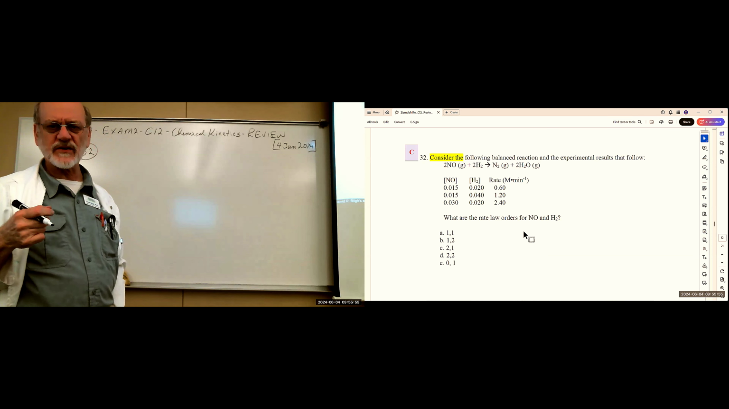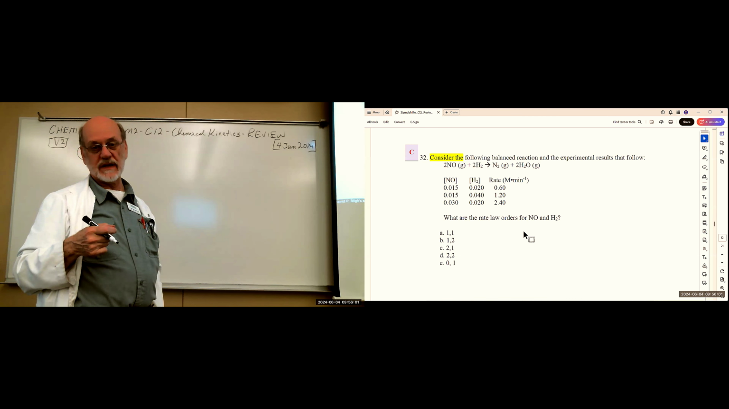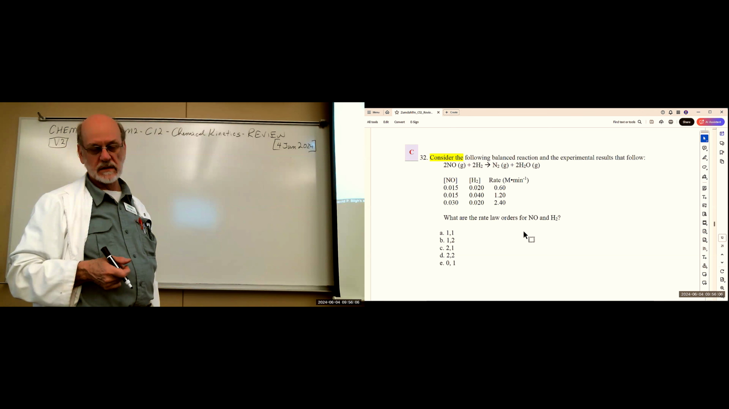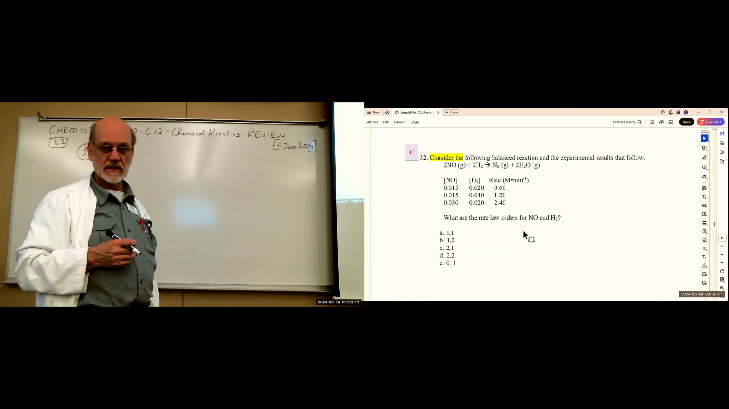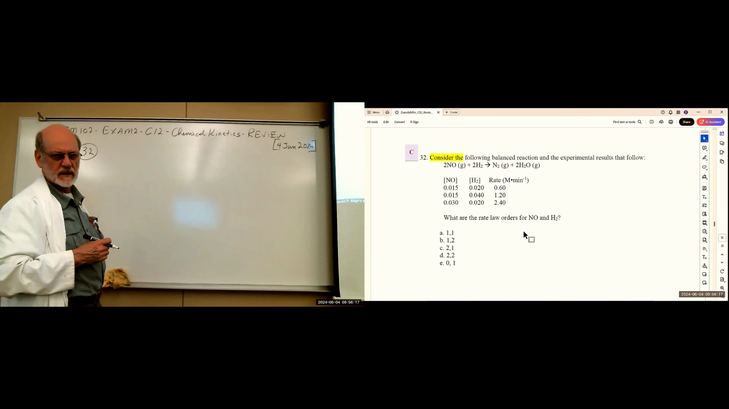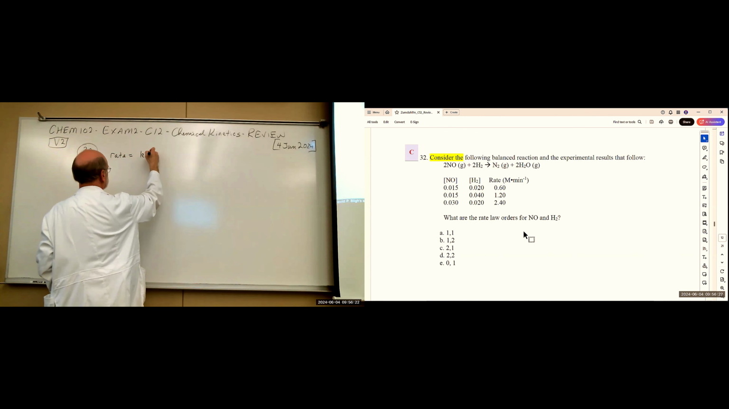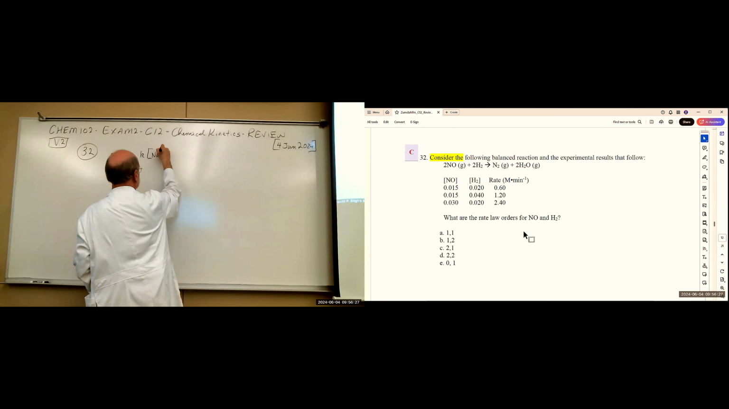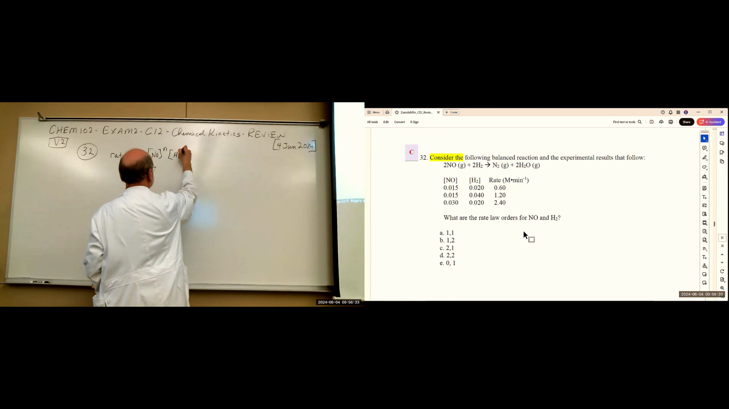32. Consider the following balanced reaction and the experimental results that follow. What are the rate law orders for NO and H2? Okay. All right, we got 2 reactants, we got 3 experiments. That should be fairly simple. So I'm just going to write, the rate law is going to look like this. Rate equals K times NO to some order, and then H2 to its order.